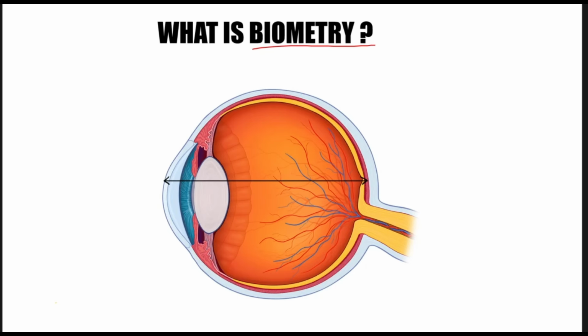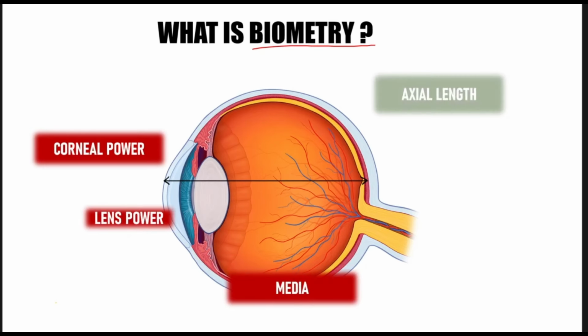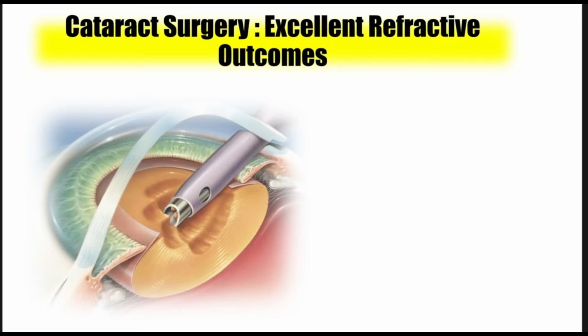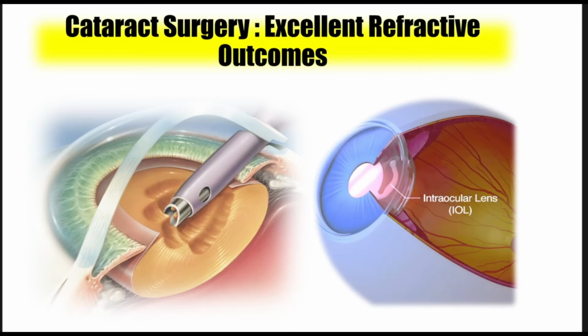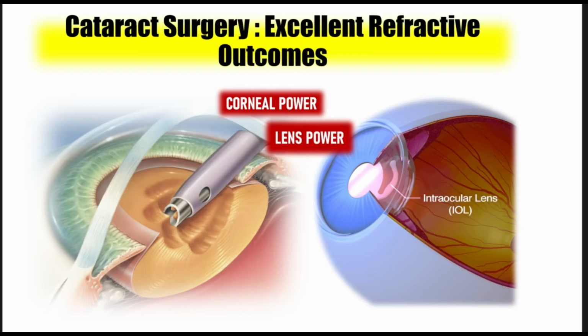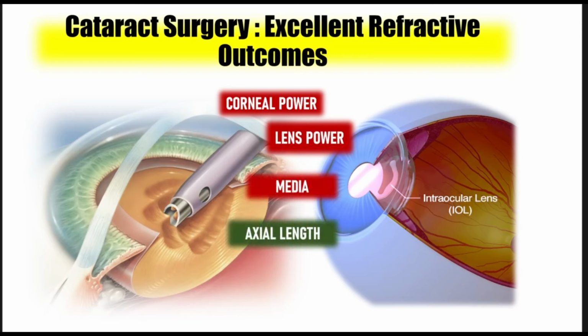The total refractive power of the eye primarily depends upon the corneal power, the lens power, the media, and the axial length calculation. Present-day cataract surgery doesn't just aim at removal of the cataractous lens, but also at implantation of the intraocular lens and giving the patient excellent refractive outcomes. All this depends upon our calculation of corneal power, lens power, media, and the axial length.